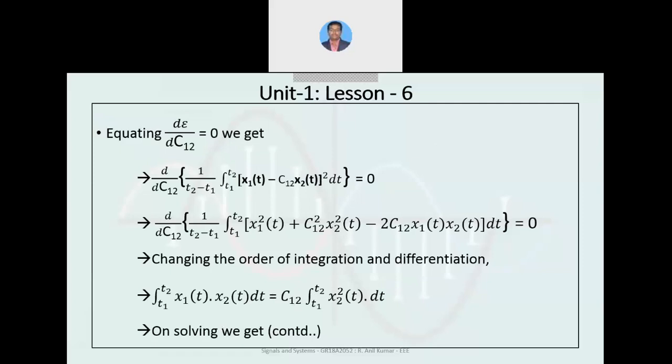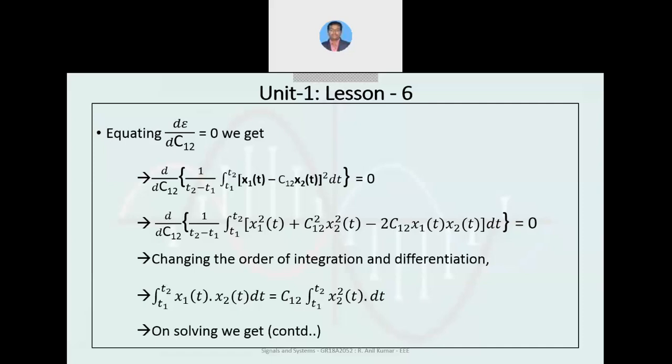integral t1 to t2 x1 of t into x2 of t dt equals C12 times integral t1 to t2 x2 square dt. So how have we got this expression? Here, as we are differentiating with respect to C12, when we expand the epsilon term, whichever term doesn't consist of any C12 will become 0. So as there doesn't exist any C12 term, that will be removed, and the remaining terms will be C12 square x2 square of t minus 2 C12 x1 of t into x2 of t dt. So these two terms will exist.